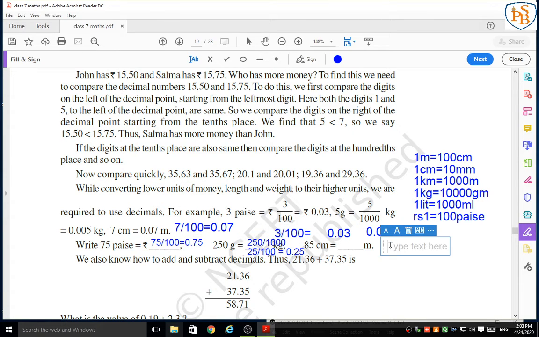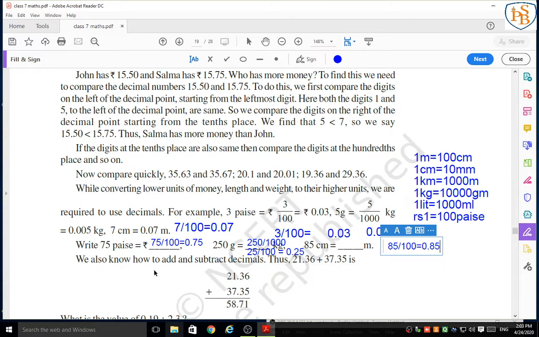Like 1 meter means 100 centimeters. So while converting the 85 centimeter into meter, we have to write here 85 upon 100. So my answer will be 0.85. Do you get this, students?